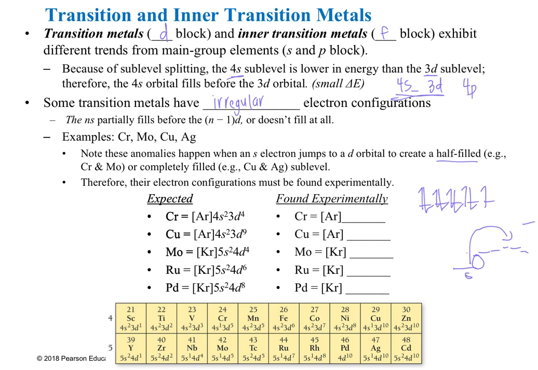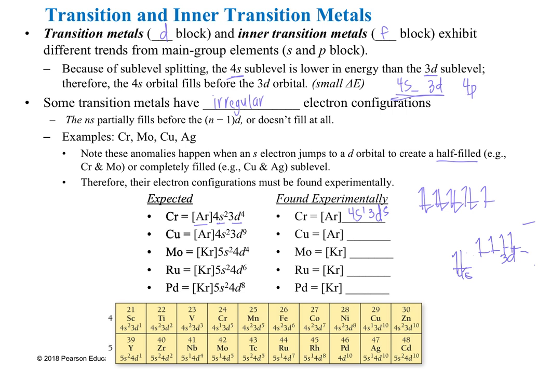So we'll see that with chromium, for example. For chromium you would expect argon, the last noble gas, and then 4s2, 3d4. What we really have is 4s1, 3d5. So if I have a 4s, let me erase for a sec. So let's say I have 4s and then 3d here. Chromium should be 4s2, 3d4.